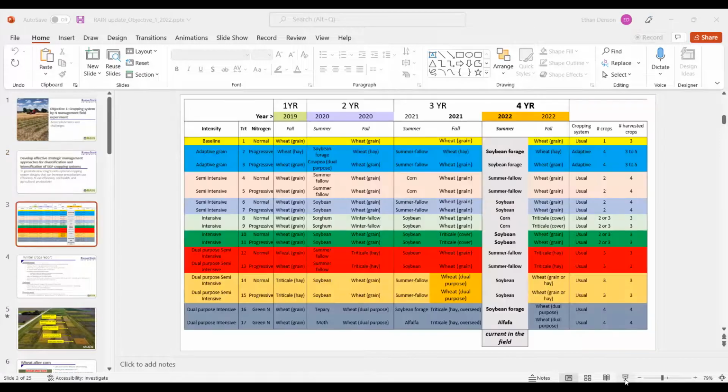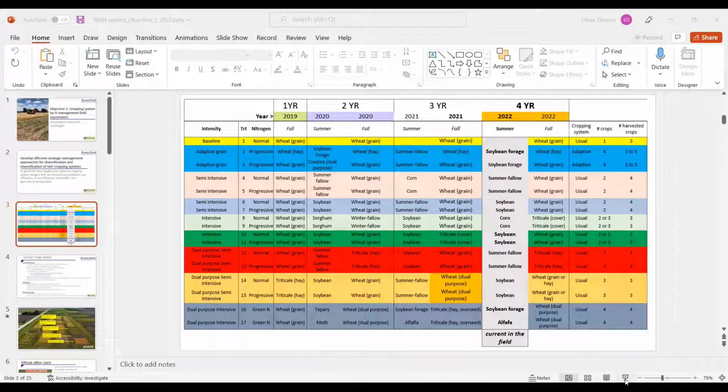And here what we're looking at is essentially, as Chuck mentioned, 17 different rotations, right? That yellow one up on the top is our baseline. So essentially it's a continuous wheat system, right? Wheat planted after wheat, just with a short summer fallow in between. The two blue lines that come after are our adaptive treatments. So we have an adaptive forage and an adaptive grain as well.